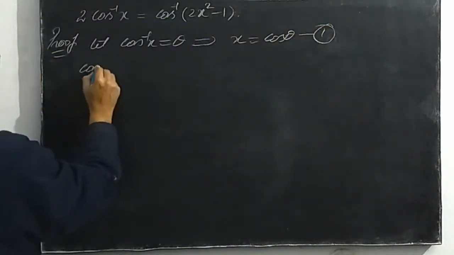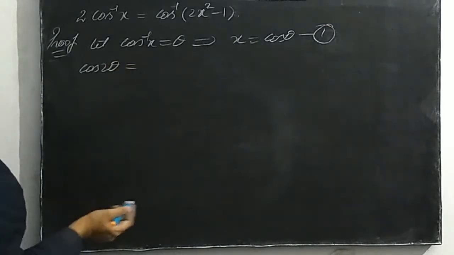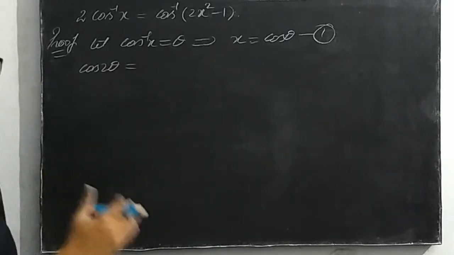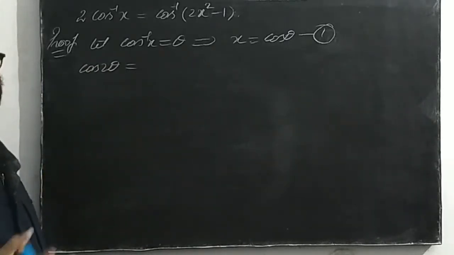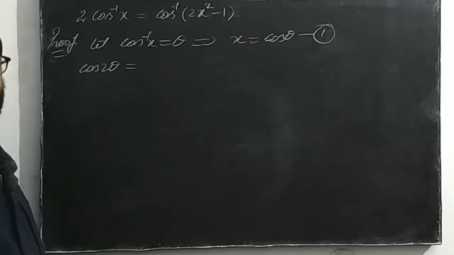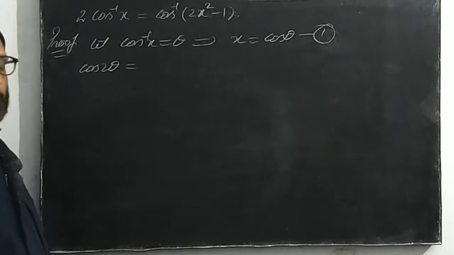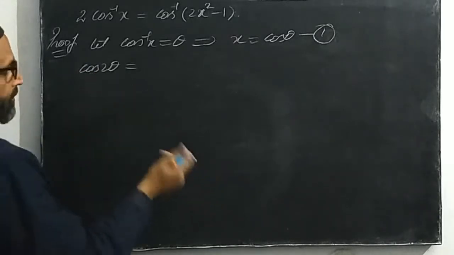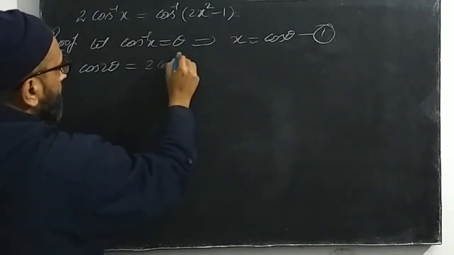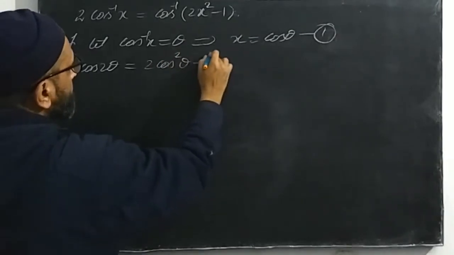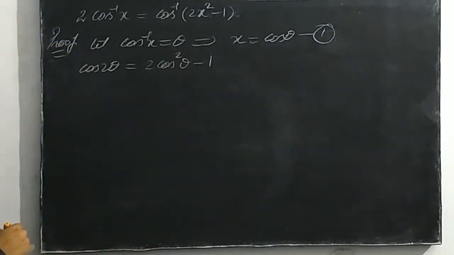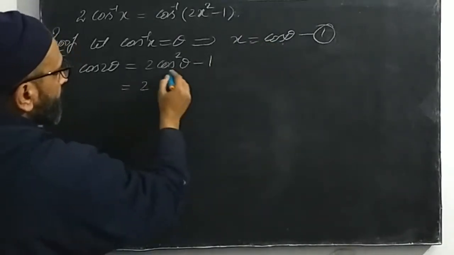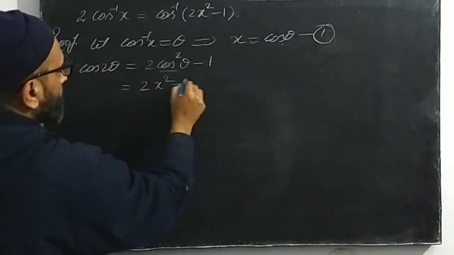Now write down the cos 2 theta formula in terms of cos. As we know, there are 3 forms of this formula for cos 2 theta, which is 1 minus 2 sine square theta, and the second one is 2 cos square theta minus 1, and the third one is 1 minus tan square theta upon 1 plus tan square theta. But here we have to use the formula of cos 2 theta in terms of cos. So that is 2 cos square theta minus 1. Since cos theta is equal to x from equation number 1, we may replace cos theta by x. We get 2x square minus 1.